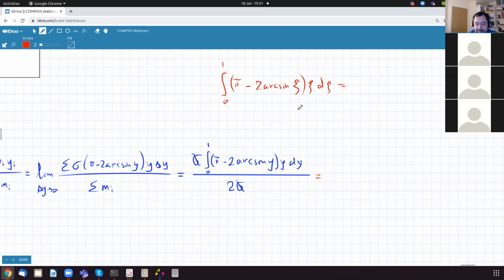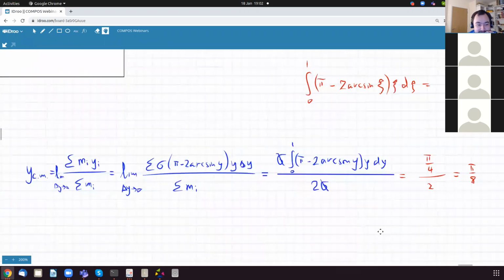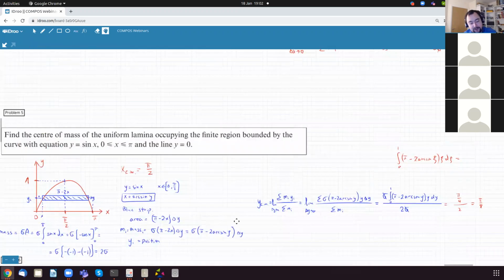Well, I know what it will give me, because I've done this before. It's going to give me pi over 4, divided by 2, which is pi over 8. Still calculating. I'll tell you when it's finished. Yeah, it's done. Yes, it's pi over 4.